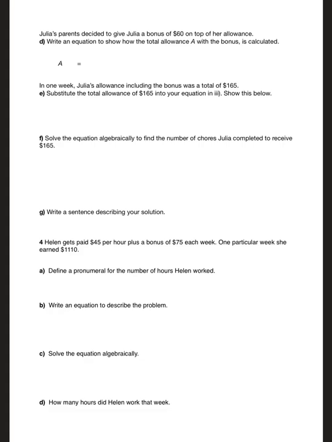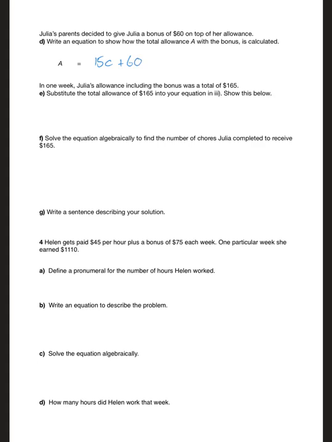Julie's parents decide to give Julie a bonus of $60 on top of her allowance. Write an equation to show how the total allowance A with this bonus is calculated. From the first part of this question, we have decided that it's 15C, so $15 for each chore, where C is representing the chores that she's done. And now it's a bonus of 60, so that is simply a plus a constant value of 60.